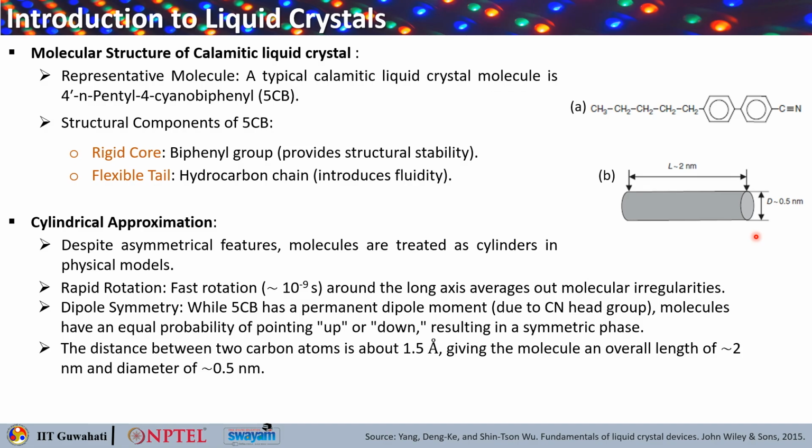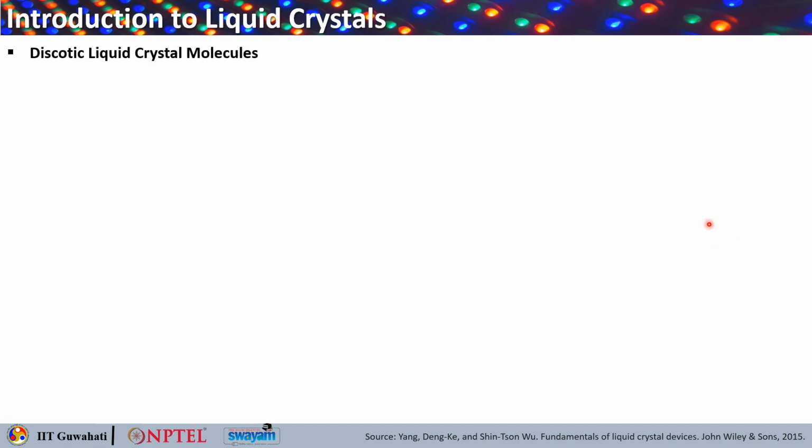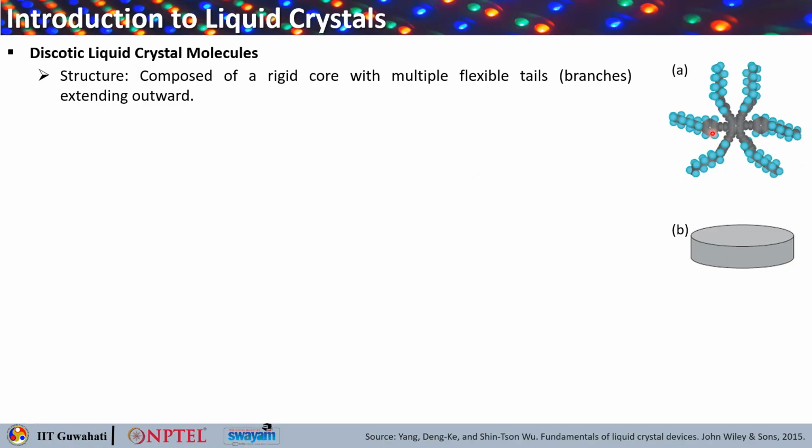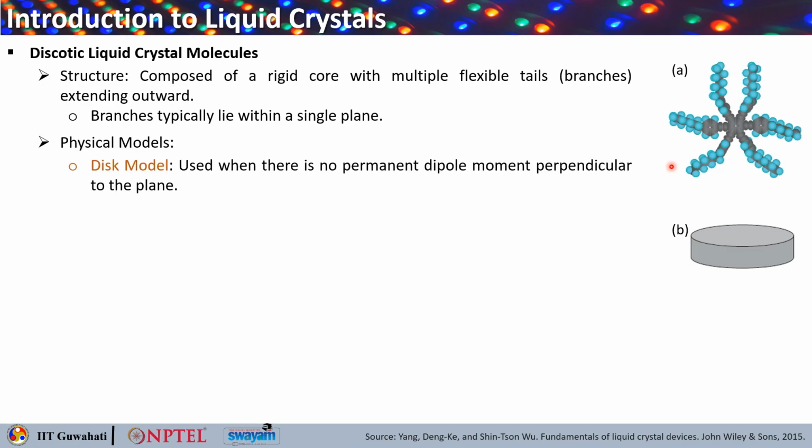So, that is how the physical model is obtained, and a cylinder makes a good approximation to this particular shape. Now, we move on to the other type of liquid crystal molecules, which is the discotic liquid crystals. The structure here is composed of a rigid core with multiple flexible tails that you can see here, which are basically like the branches extending outwards. These branches typically lie in a single plane.